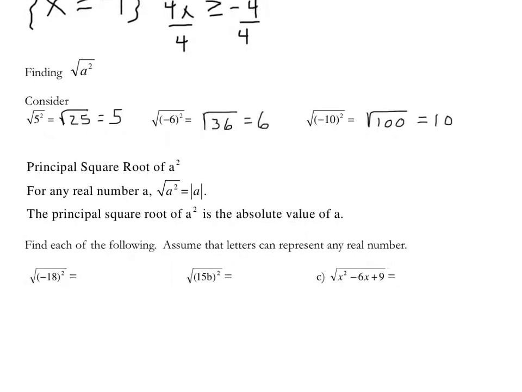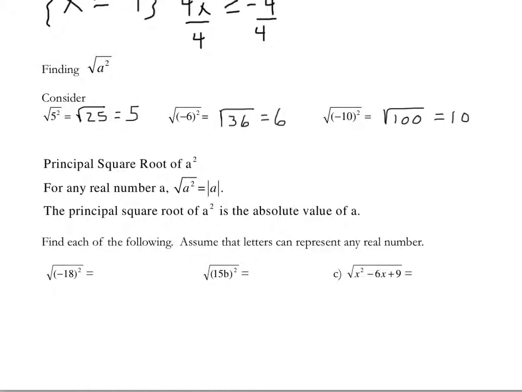So let's look at these. When we had the square root of 5 squared, we just got 5. But when we had the square root of negative 6 squared, we got positive 6. Negative 10 squared, we got positive 10. So the principal square root of a squared, for any real number a, is the absolute value of a.